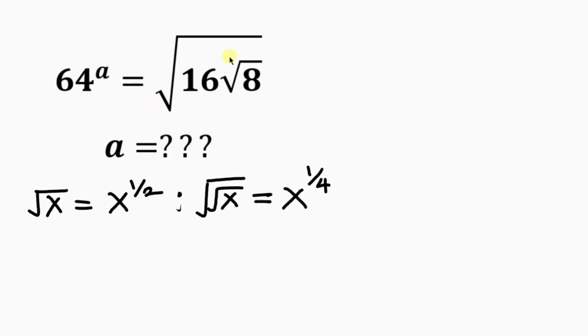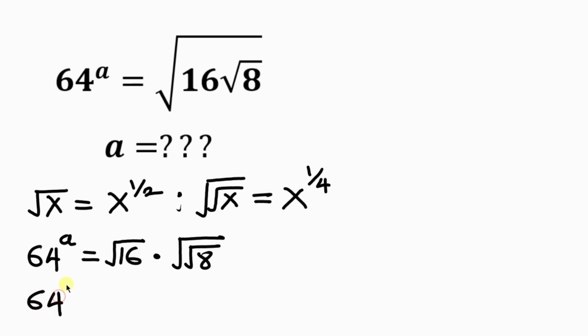And let's rewrite our given question. So this is 64 to the power of a. This is equal to, now we can simplify the right-hand side by writing it as the square root of 16 times, now watch something, we have the square root of 8 inside of the bigger square root. So this can be written as the square root of the square root of 8. You see that? Fantastic.